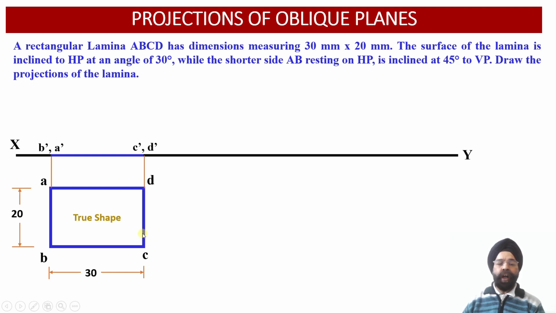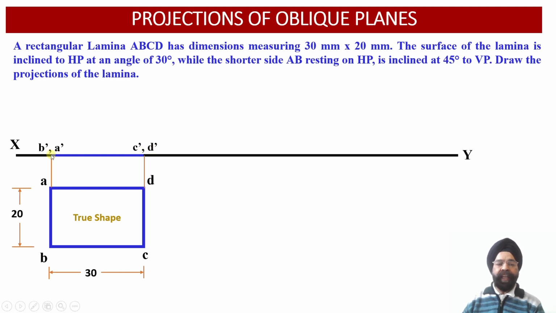And once we draw the projection line through the points C and D of the top plane, we will find that the C dash and D dash points are also available on the ground. So B dash, A dash points are available on the horizontal plane or the XY reference line. Similarly, C dash, D dash points are also available on the ground or the horizontal plane.